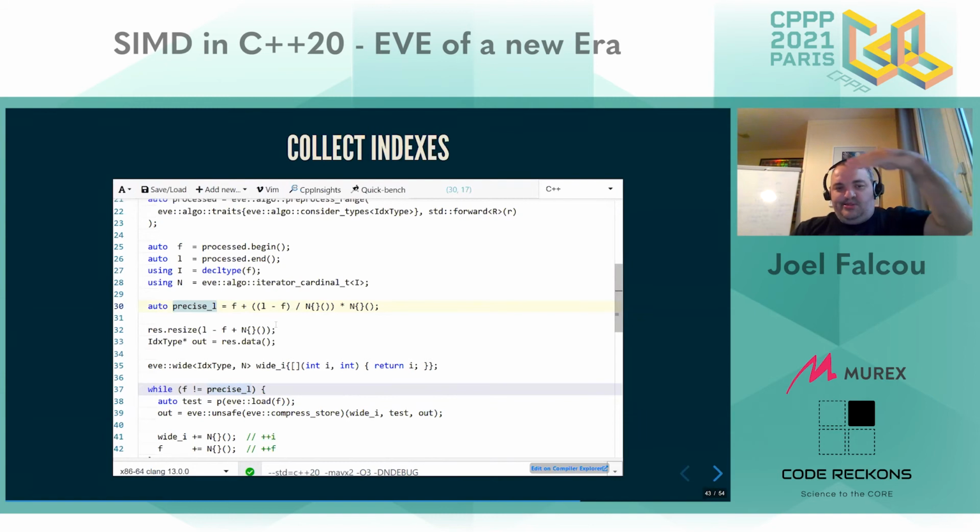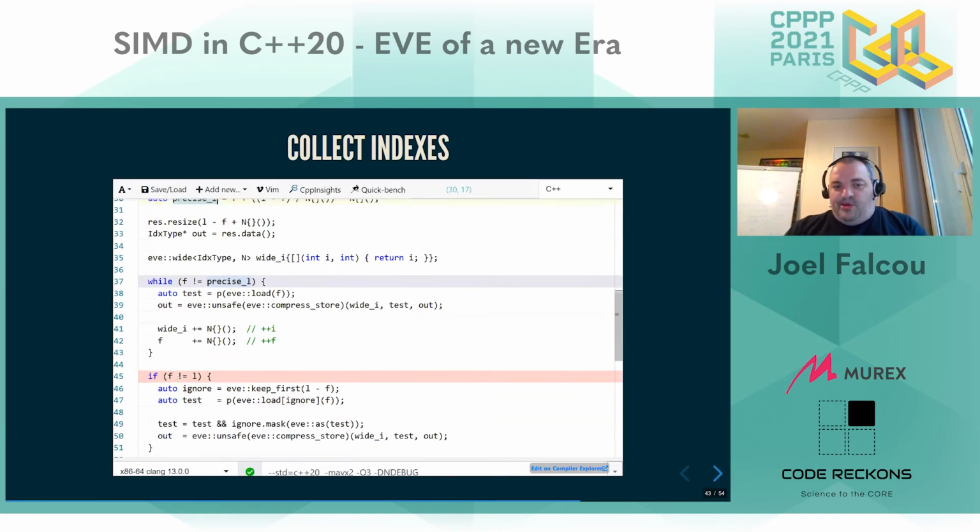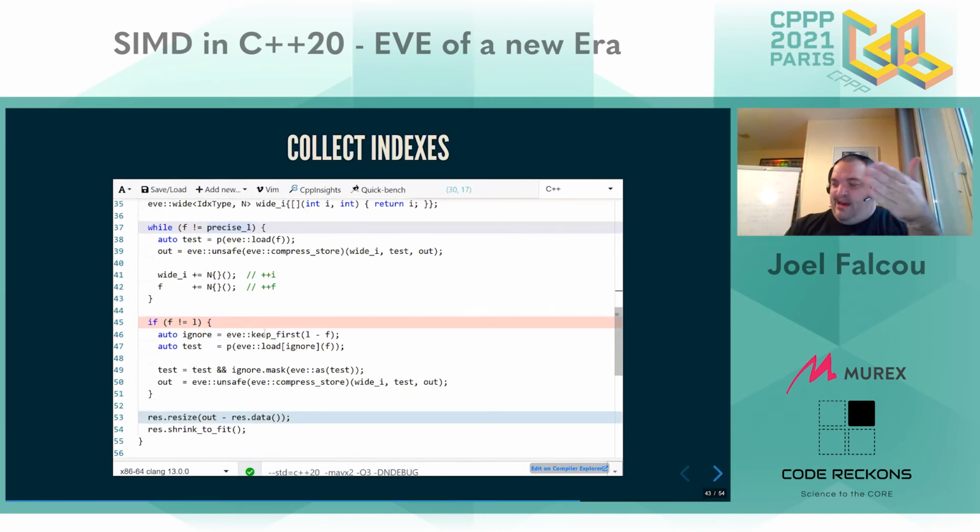We resize the results. And we do a while that says, okay, load the pointer f, pass it to the predicate that gives us my logical mask, use compress store to write it into the output. I advance the pointer by the size of the registers, and I also increment all the indexes by the size of the register. So 0, 1, 2, 3 becomes 4, 5, 6, 7. And at the end of this loop, if we are not at the end, we will do one pass to clean up the remaining things.